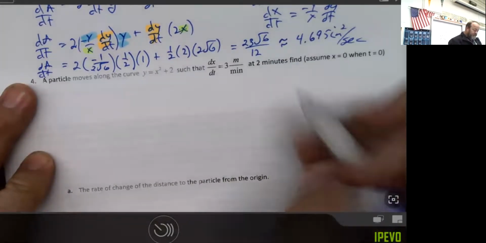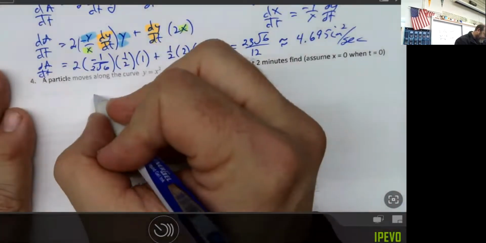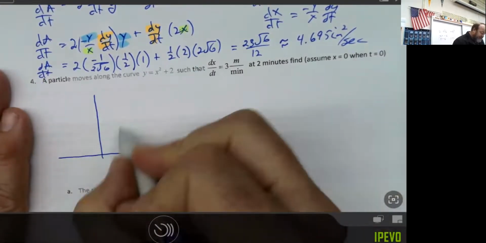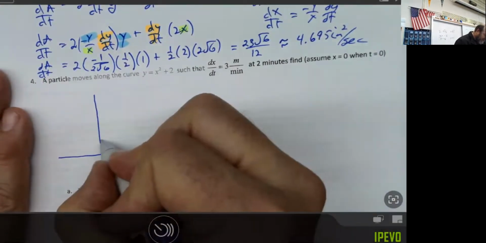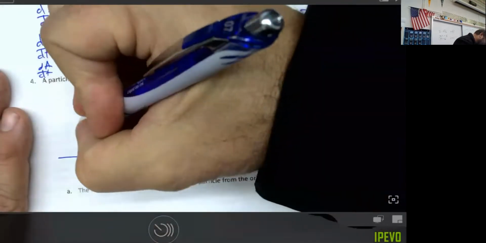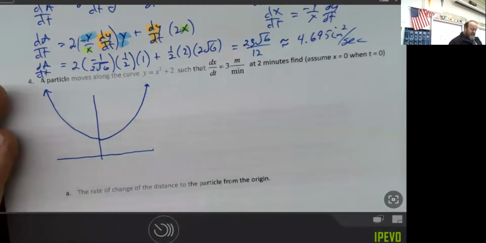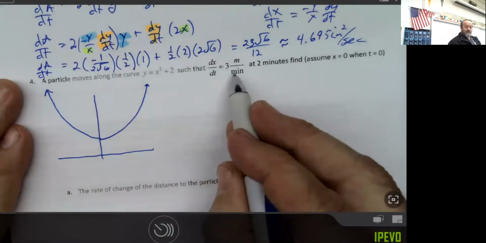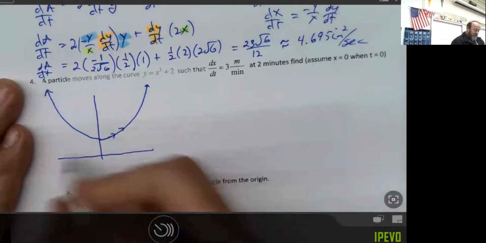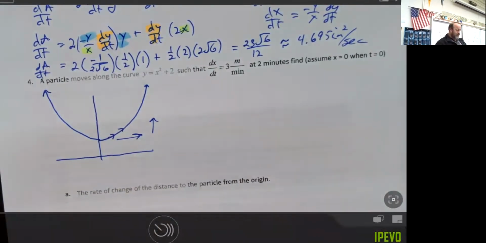So for number 4, our last question, we have some parabola. Now notice that x squared would be a simple parabola down here, but it got scooted up a little bit. So here is x squared plus 2. And it tells me that dx/dt is 3 meters a minute. So the particle is moving along the curve this way, but as it goes this way, it's going to force it to get much taller.